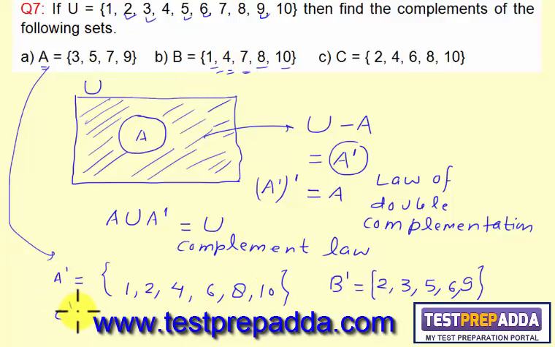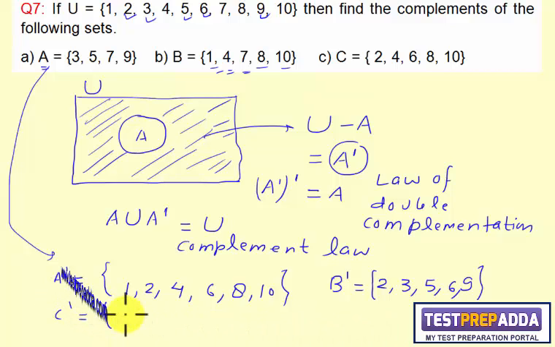Now the complement of set C will have elements 1, 3, 5, 7, 9. You can see 2 is here, 4 is here, so I'll not select 2 and 4. 6 is here, 8 is here, 10 is here. So 1, 3, 5, 7, 9. So this way we find the complement of a given set.